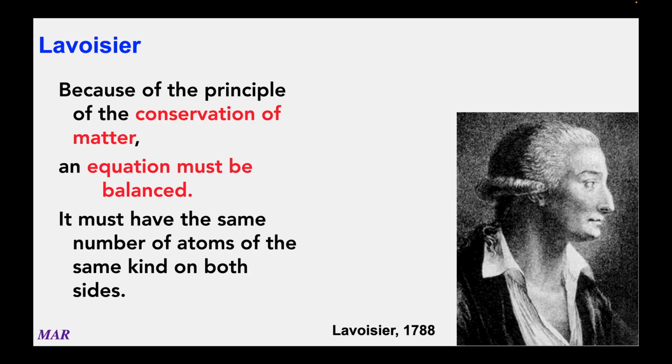Lavoisier realized that matter should be conserved, i.e. what you start with equals what you end with. And to that point, you have to have a balanced equation. Lavoisier was the one that came up with this idea, and it's helped out scientists in so many ways.